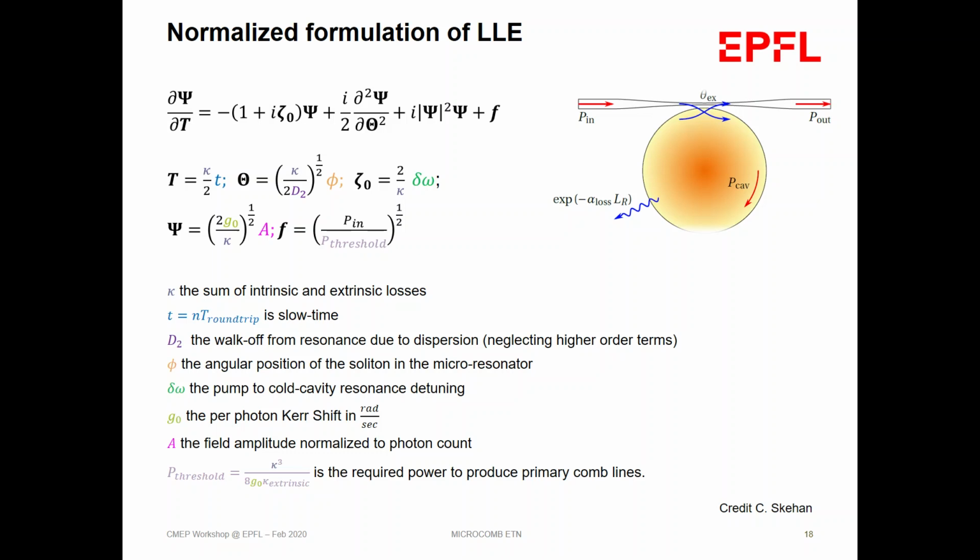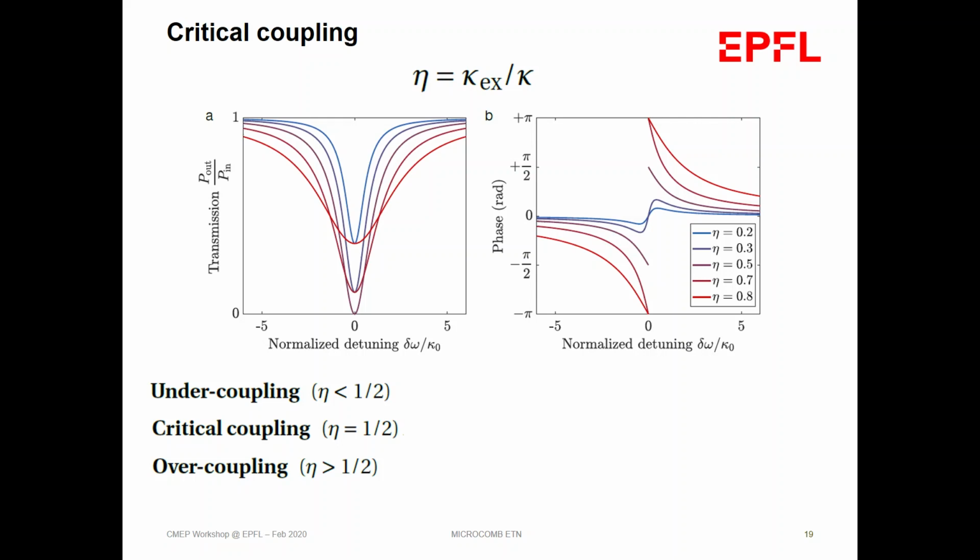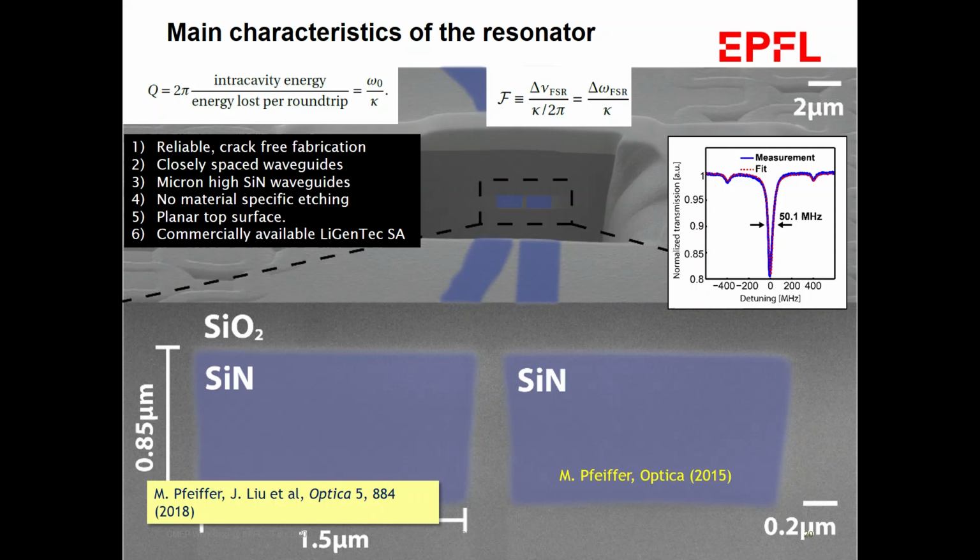I will skip this part briefly. It's explaining how you should adjust kappa_ex and kappa_0, which are your external losses and internal losses. If they're equal, it's the best situation, because then the dip in the resonator goes down towards zero, so the transmission is optimal. And the main characteristic that you should remember, which everyone who ever talked about resonators thinks about, is these two terms.